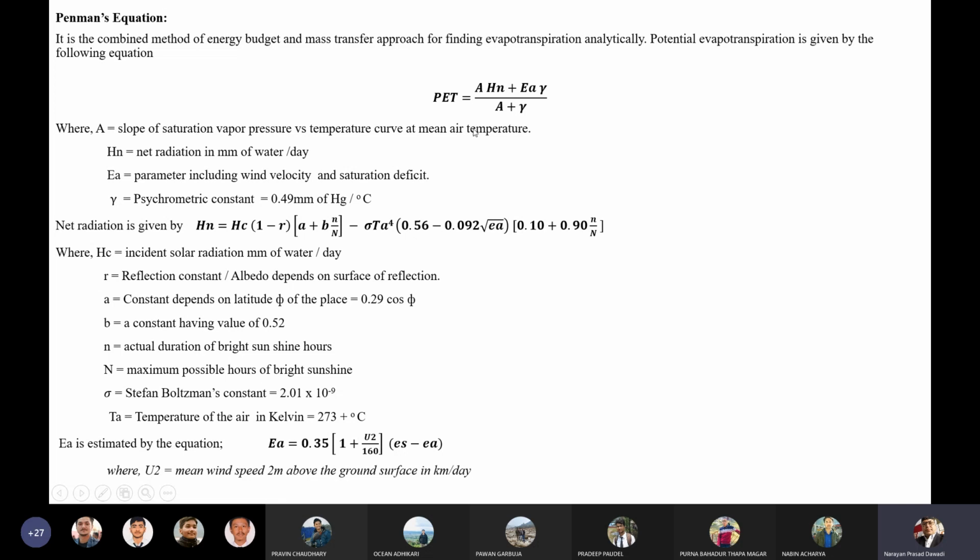You have to know the three formulas for finding the evapotranspiration, or potential evapotranspiration, or consumptive use, or actual evapotranspiration of the area by using Penman's equation. Now, I go to the next slide.